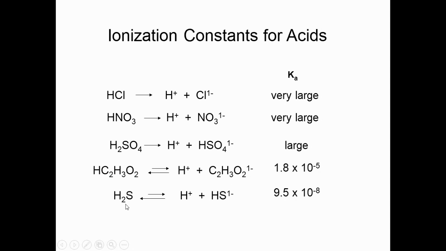And here's a very, very weak acid, H2S. It's 9.5 times 10 to the negative 8th. In fact, we wouldn't really consider this a weak acid. We would consider this more of a base, because if you remember, the stronger the acid, the weaker its base. The weaker its base, the stronger its acid. So this would be really a base more than an acid. But I just put it in here to show you that we can come up with Ka values for lots of different substances.